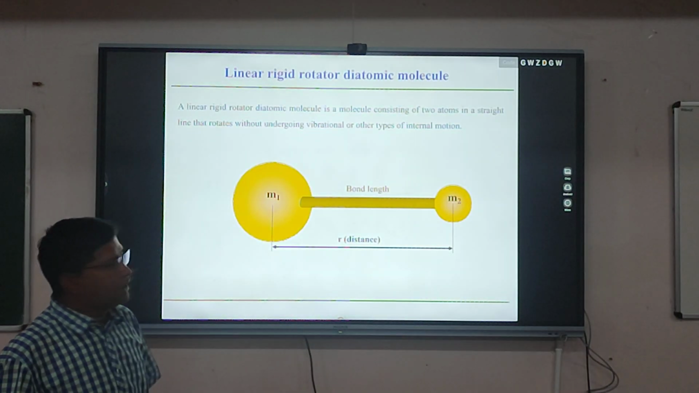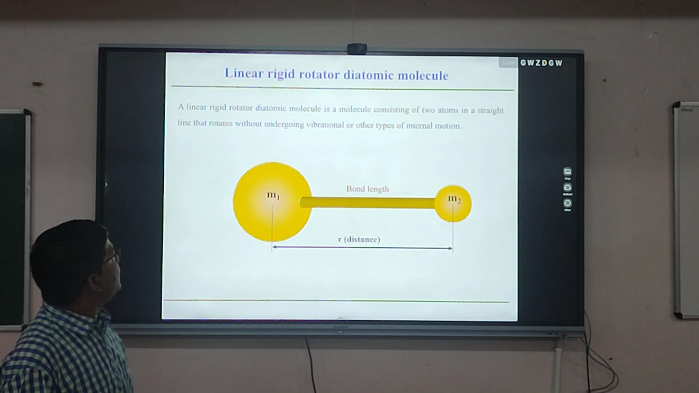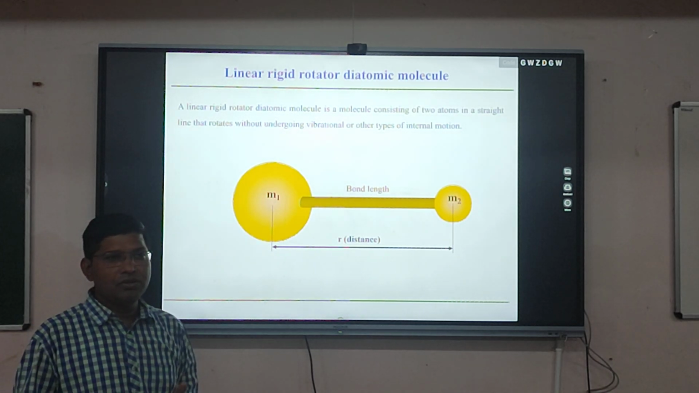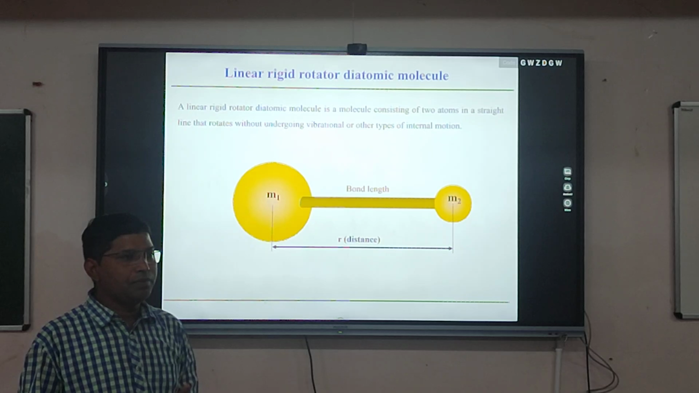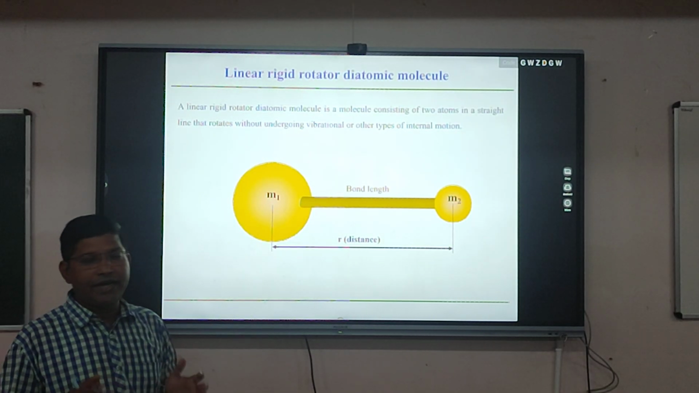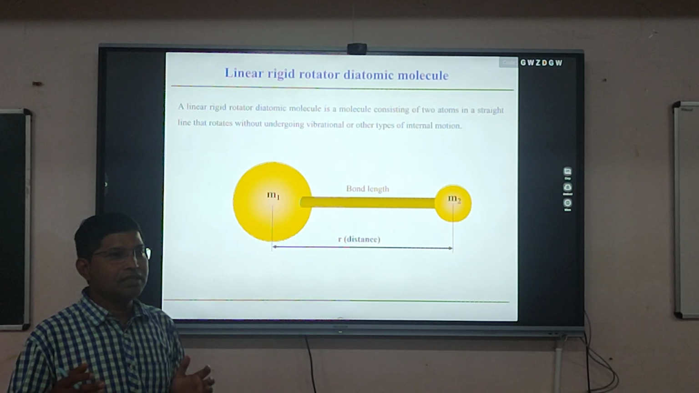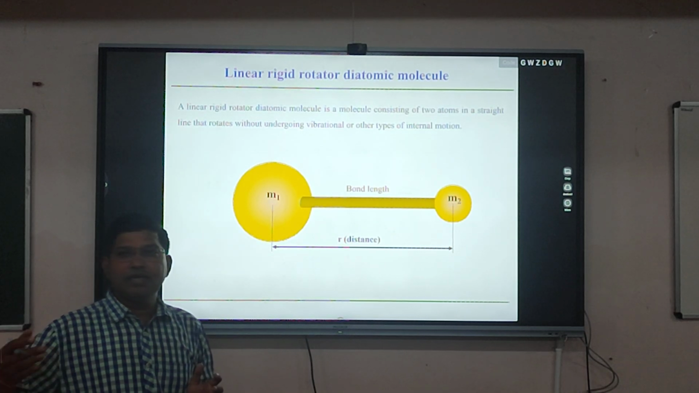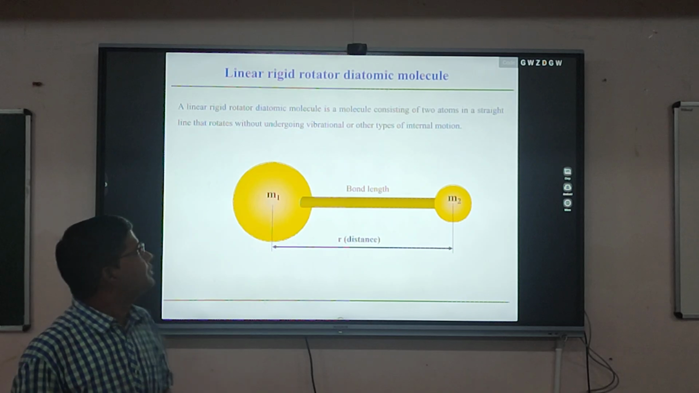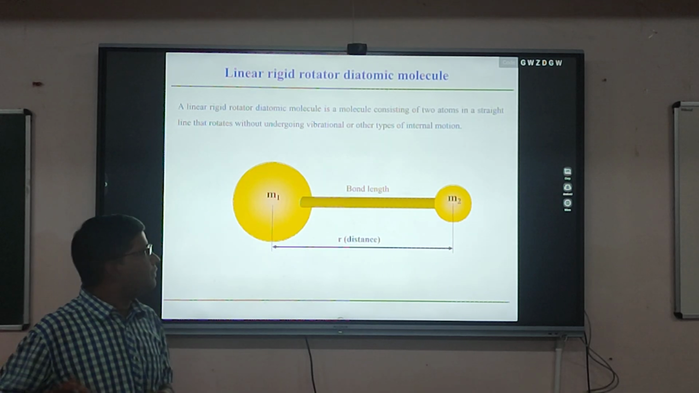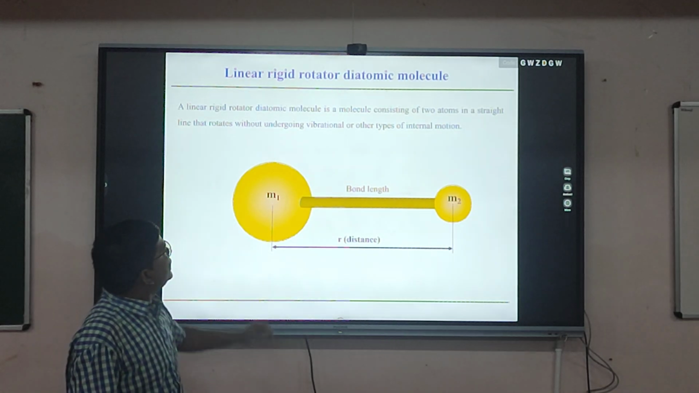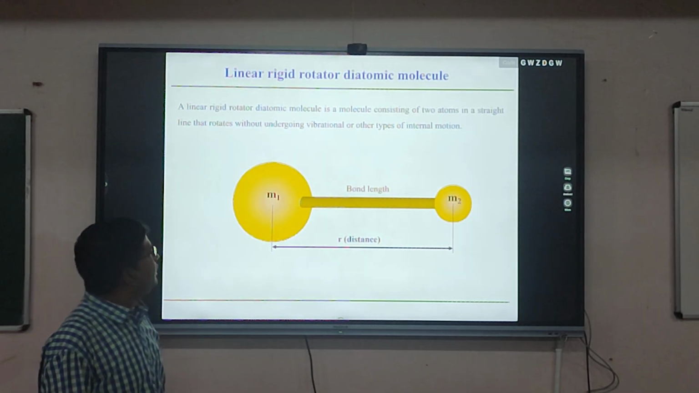So here we will learn what a linear rigid rotator diatomic molecule is. In microwave spectroscopy we will consider this molecule as an ideal molecule, because this will simplify the energy derivation and some of the terms used in microwave spectroscopy. And what is a linear rigid rotator diatomic molecule?